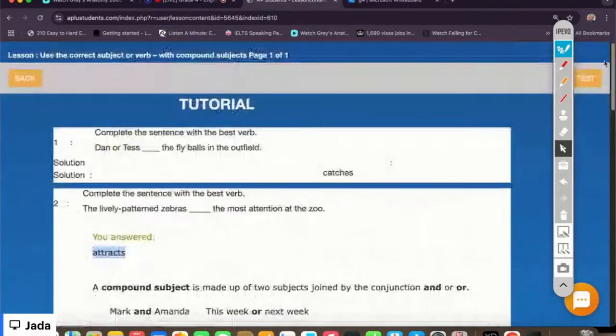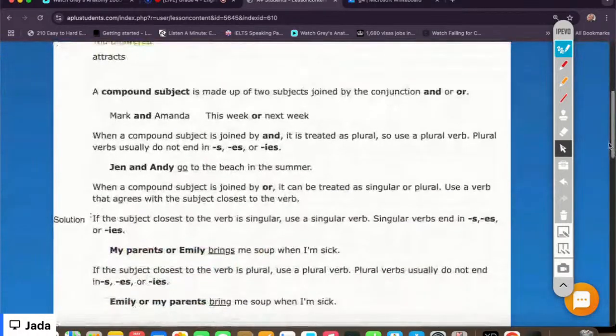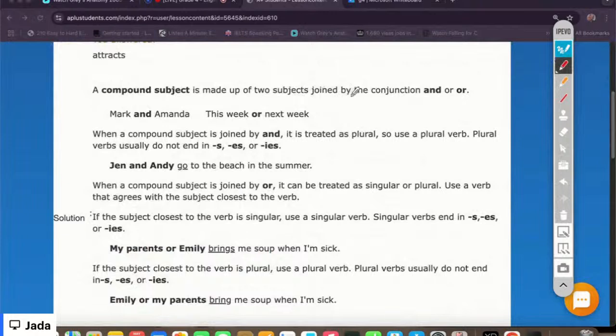So this lesson we're using the correct subject of verb with compound subject. A compound subject is made up of two subjects joined by the conjunction and or, like Mark and Amanda, this week or next week. That's how it's joined together. When a compound subject is joined by and, it is treated as plural. So automatically, once you see a compound subject joined by and, it is treated as plural, so use a plural verb.